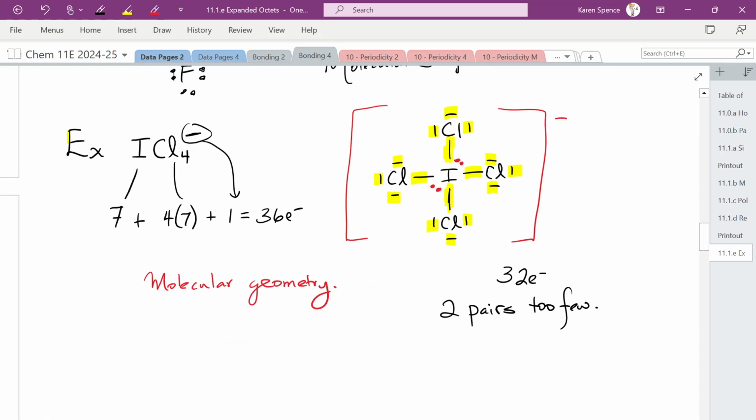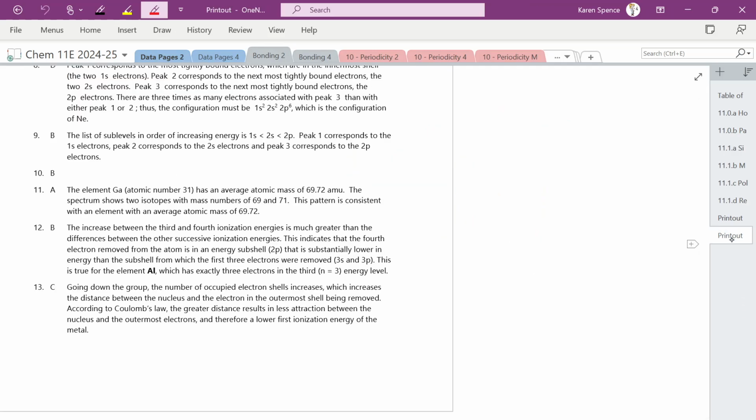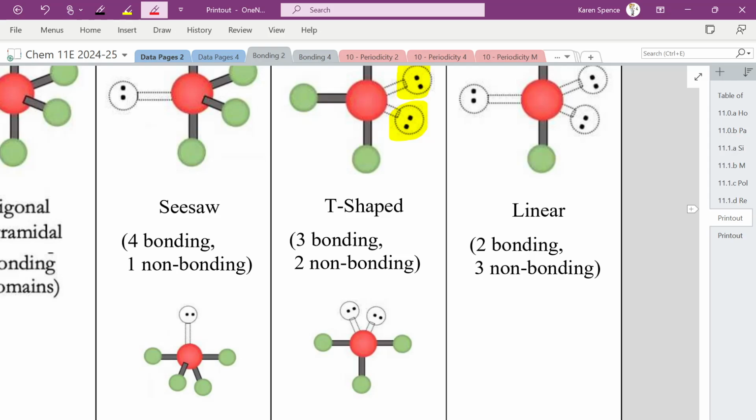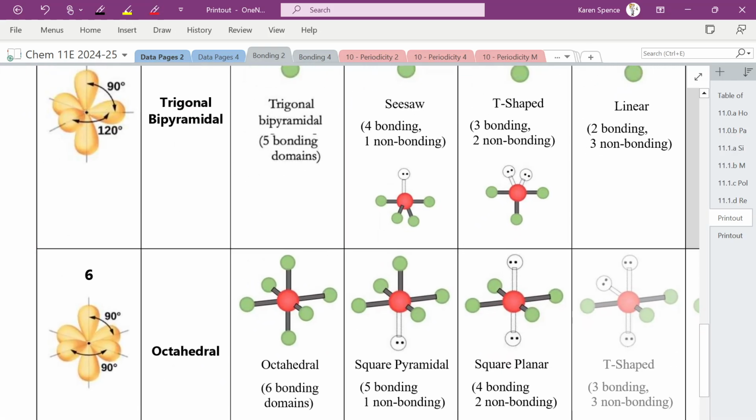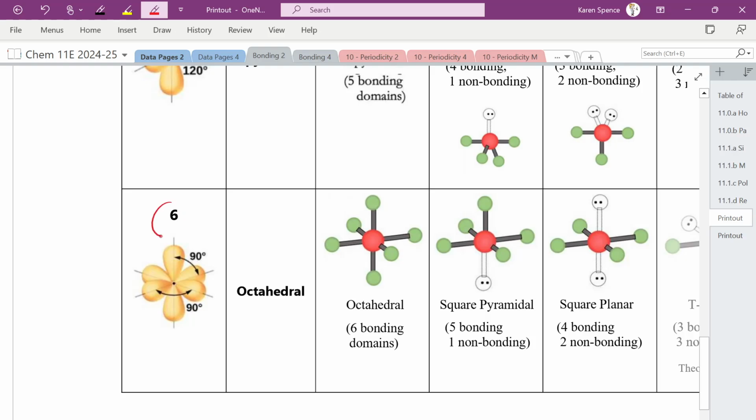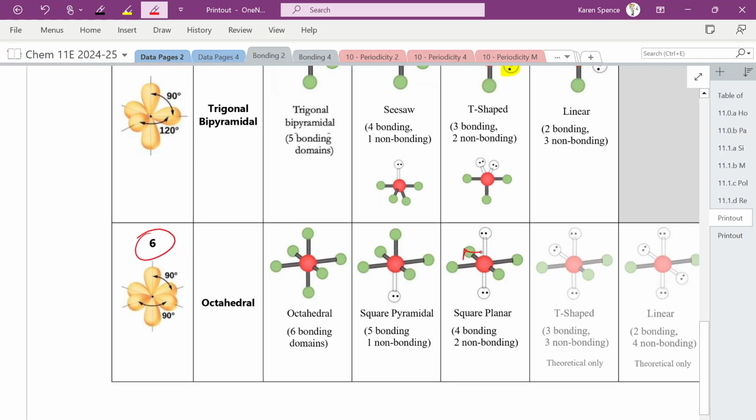So what shape have we got? How many electron domains to start with? 6 electron domains, 2 lone pairs. That means that we have 6 electron domains, 2 lone pairs. It's square planar.